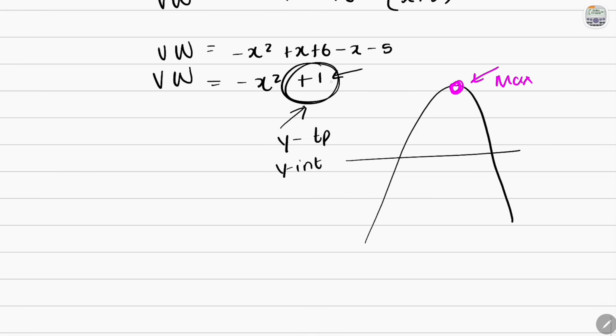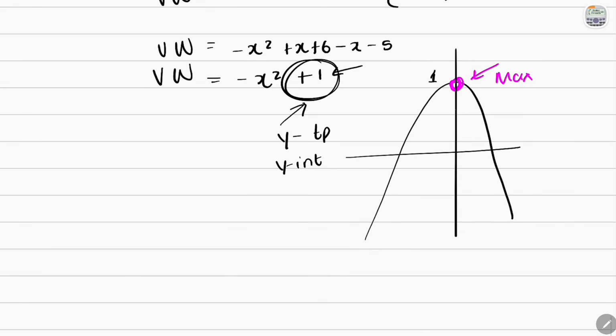So it means that the y value of our turning point is actually 1. So we can see that the maximum is 1. The highest length that we will have on that line VW is 1 unit. And so we can finally show them y is equal to 1. Therefore, the maximum length is 1.